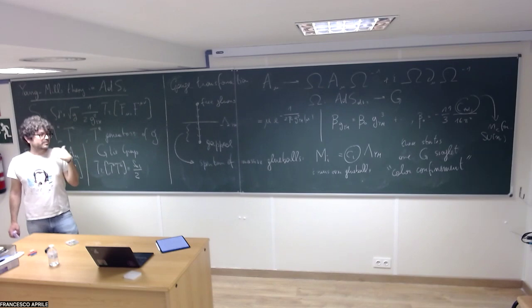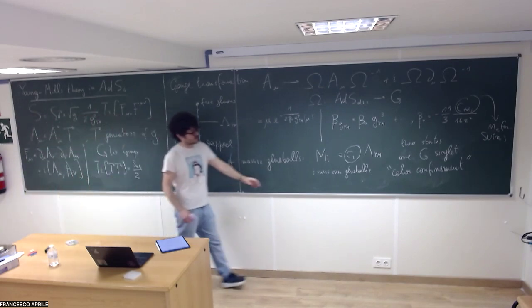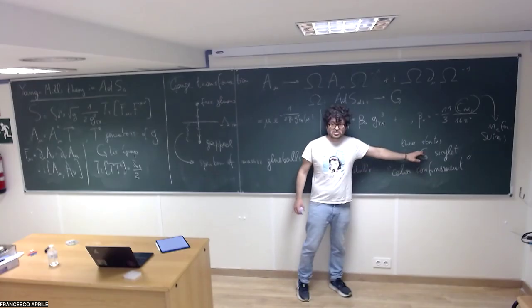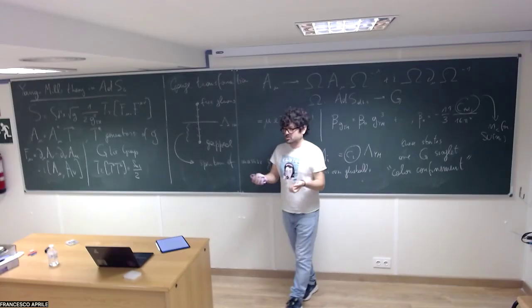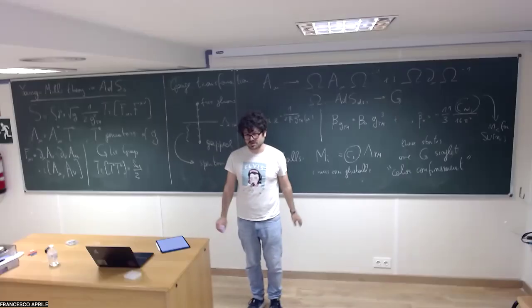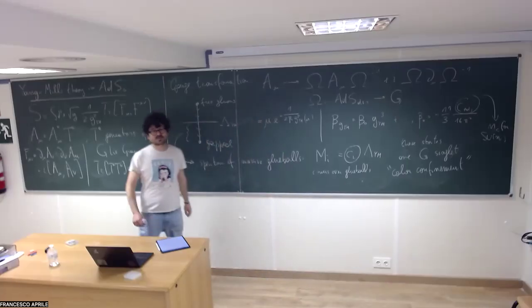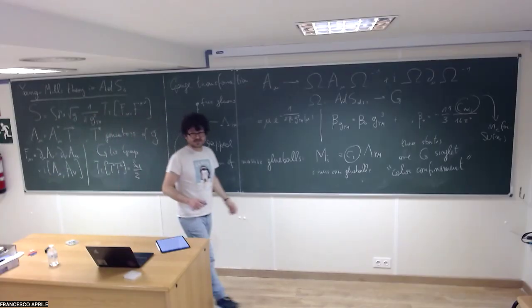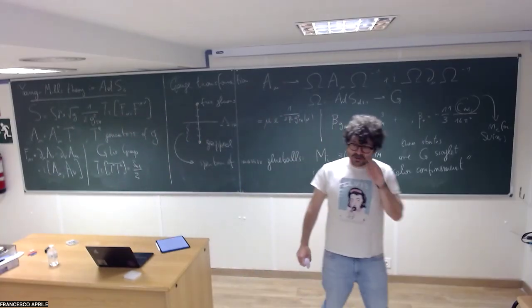There are various notions of confinement. I'm using this to specify that I mean the notion that the asymptotic states are singlets. There are other notions of confinement which are related but logically independent, for instance, what is the potential between probe quarks. That's another story.